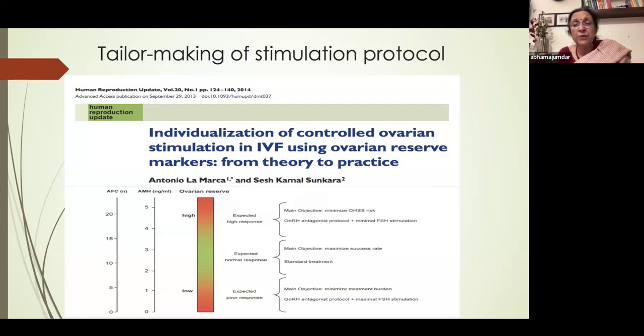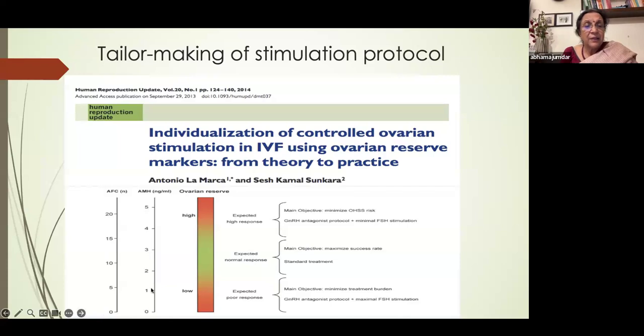Main objective was to minimize OHSS risk, and a GnRH antagonist protocol was taken for this, and minimal FSH stimulation was given. When we found AMH in the middle, expected normal response, then the main objective was to maximize success rate, and standard treatment was given. When we found expected poor response, the main objective was to minimize treatment burden. So a GnRH antagonist protocol with maximal FSH stimulation was given.